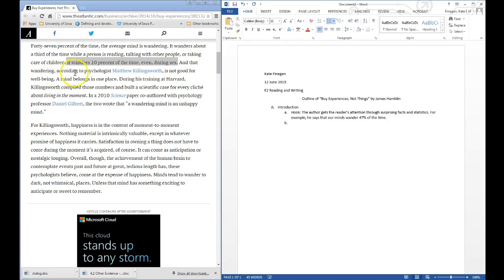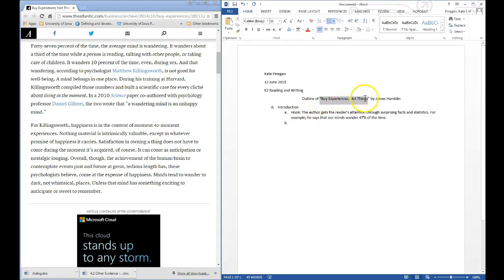And that wandering, according to psychologist Matthew Killingsworth, is not good for well-being. A mind belongs in one place. During his training at Harvard, Killingsworth compiled those numbers and built a scientific case for every cliché about living in the moment. In a 2010 science paper co-authored with psychology professor Daniel Gilbert, the two wrote that a wandering mind is an unhappy mind. Okay, so that's the first paragraph.